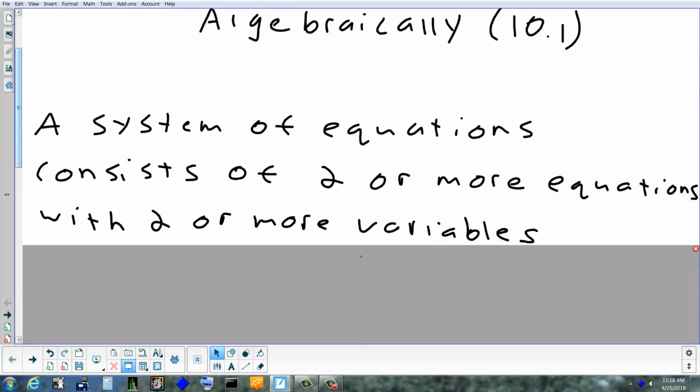What's the limit? There is no limit. You could have 50 variables to solve for. We're not going to go that crazy, but we'll start out with some systems with two variables and two equations, and then eventually we're going to get into three variables with three equations.